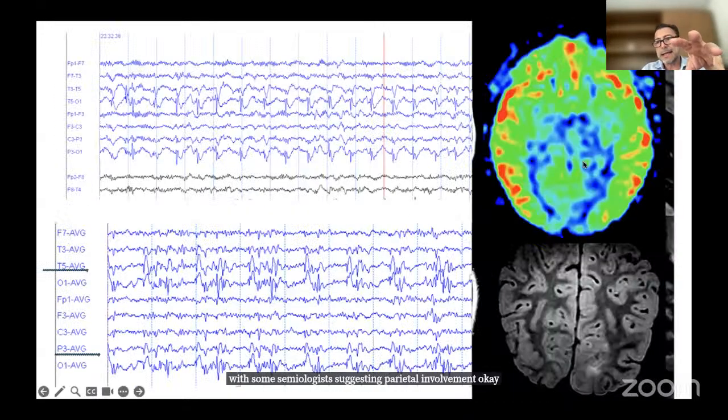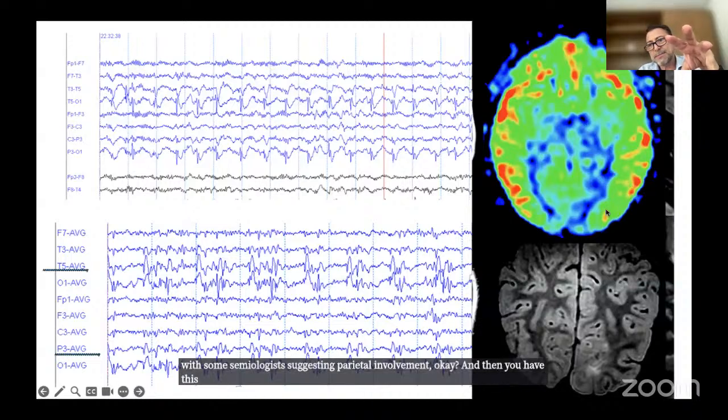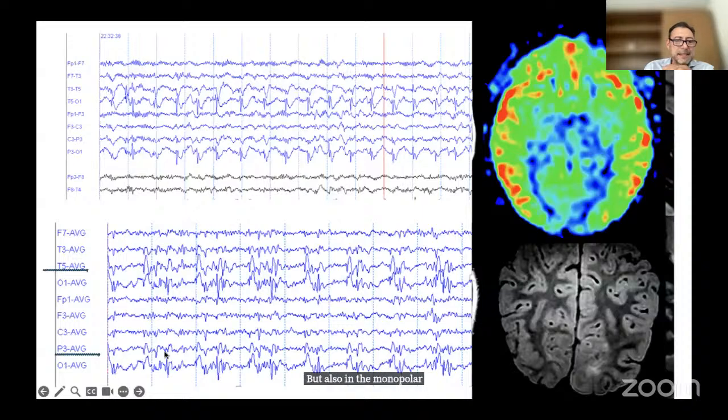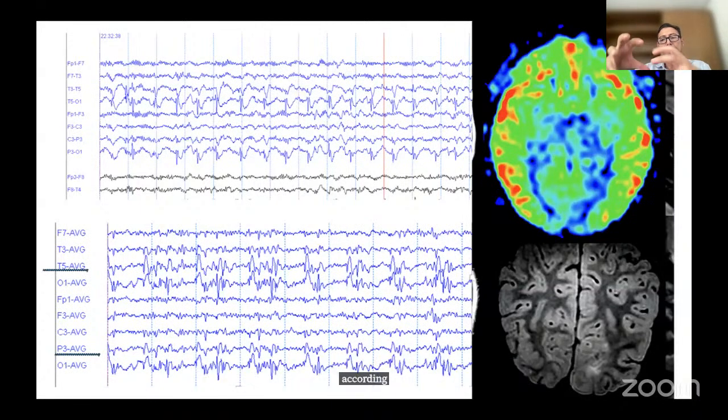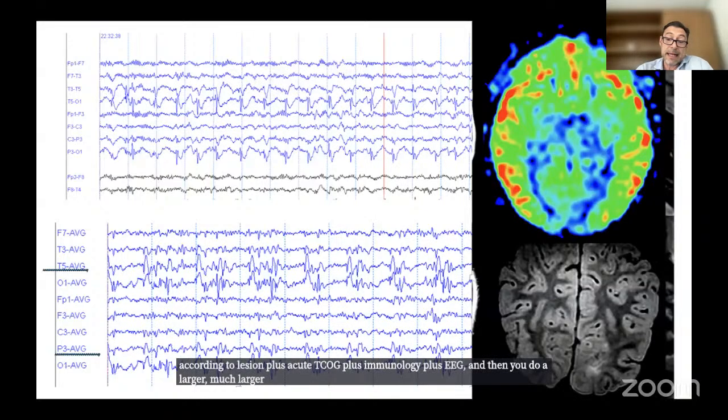And then you have this PET, which is more widespread, involving also perhaps the posterior temporal hypometabolism, and this EEG, which is, of course, mostly localized in the left occipital lobe where the lesion was, but also, in the monopolar montage, to some extent parietal and posterior temporal. Then you organize a resection according to lesion plus acute ECOG plus semiology plus EEG, and you do a much larger resection than the lesion, and in this particular patient also larger than what the acute ECOG showed, and we believe that's the way you use it.